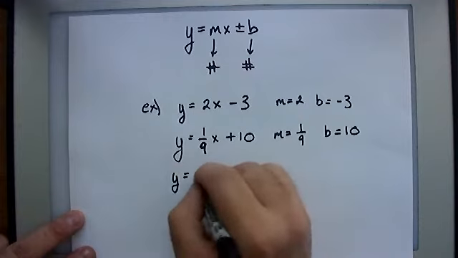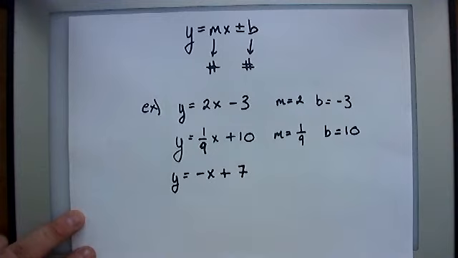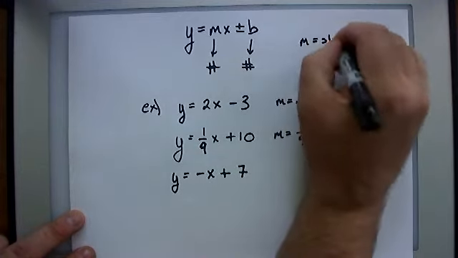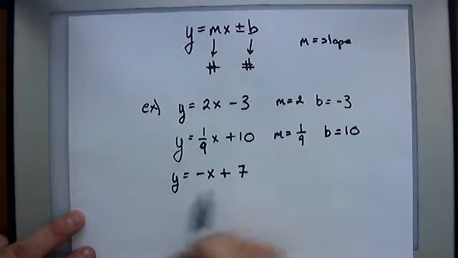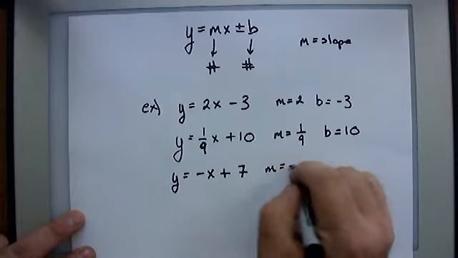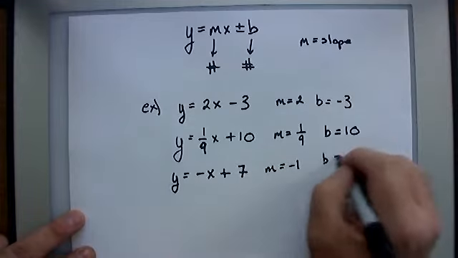If I wrote y equals negative x plus 7, what would the slope be here? The m, I keep saying that, I haven't written that down yet, I guess. M is called slope. The m would be still the number in front of the x, so the m or the slope would be negative 1. And the b over here, this would be the 7.